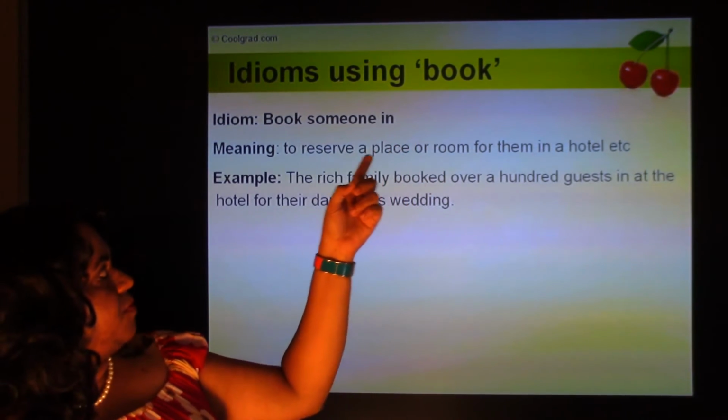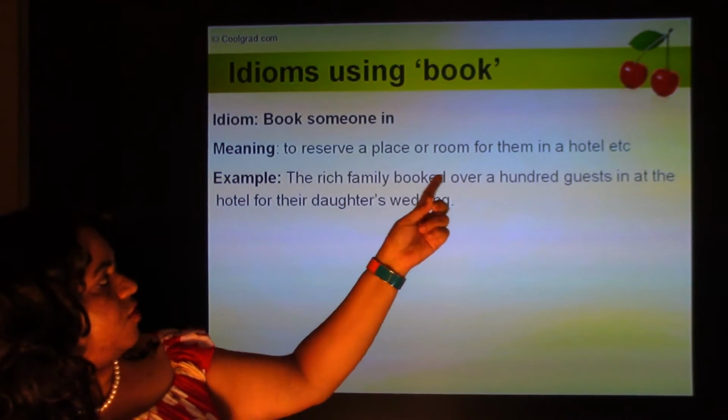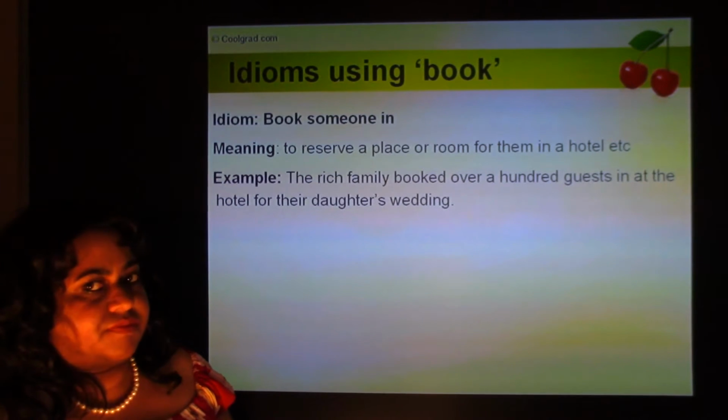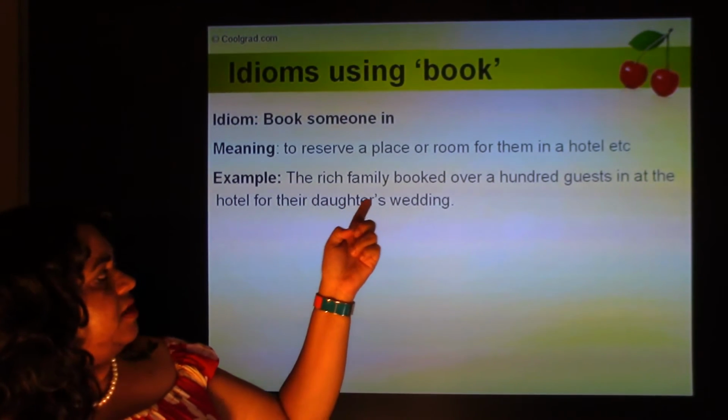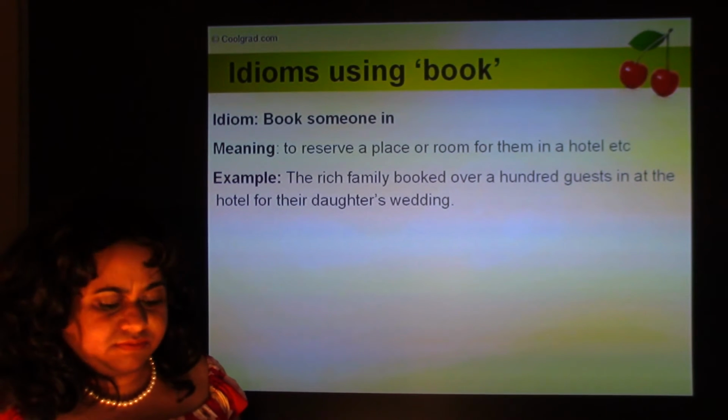Some more idioms using book. Book someone in, meaning to reserve a place or room for them in a hotel. The rich family booked over 100 guests in at the hotel for their daughter's wedding.